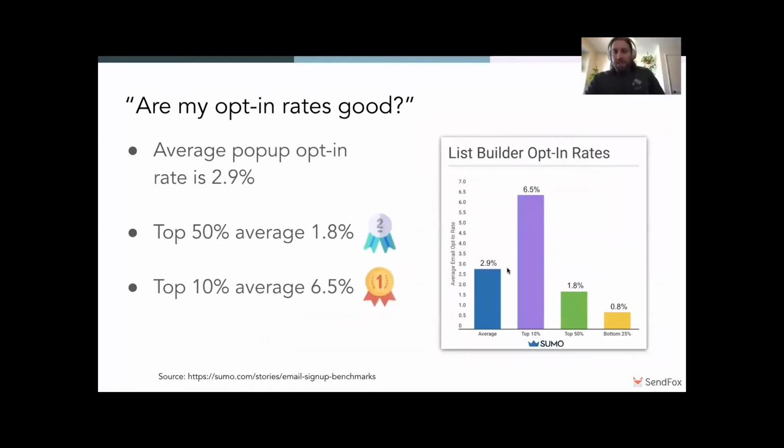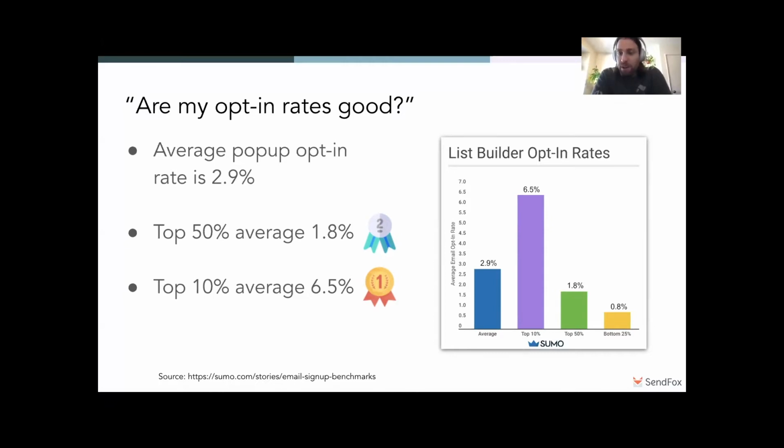So then we need to figure out, okay, we have this pop-up launched. How does it fit within the framework of a good or bad pop-up? So are my opt-in rates good? And these are real numbers and real metrics. So feel free to screenshot this or write this down, because what we want to make sure when we're creating our pop-ups is, are my pop-ups in line with what they should be? So the average pop-up rate we see is about 2.9%. The top 50% are around 1.8, and then the top 10% are around 6.5%.